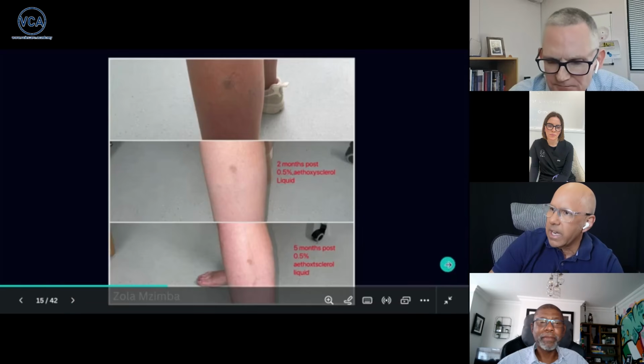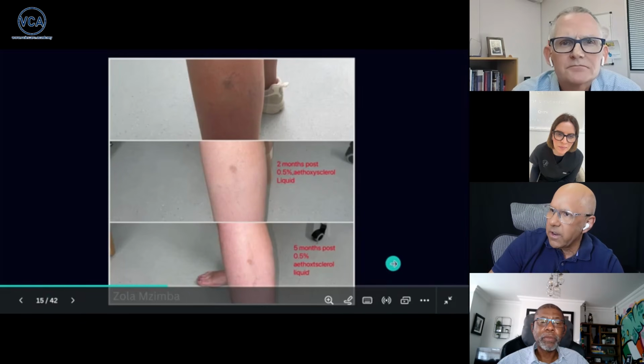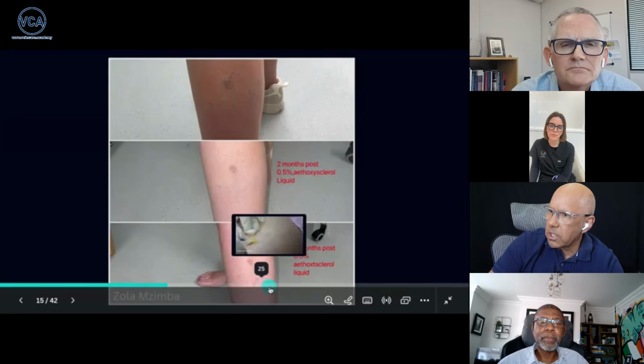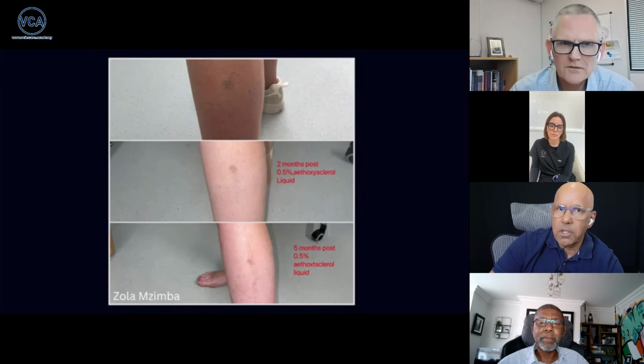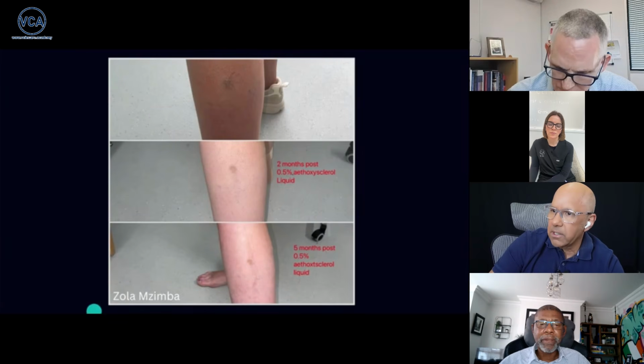Well, we need to perhaps speed up a little bit because I've got so many slides here. I didn't realize we were going to talk quite so much. But Zola's very kindly provided these photographs showing hyperpigmentation which persists at 5 months. And presumably you have a wait and watch policy, Zola? Yeah, I had an expectation that it's going to get better.